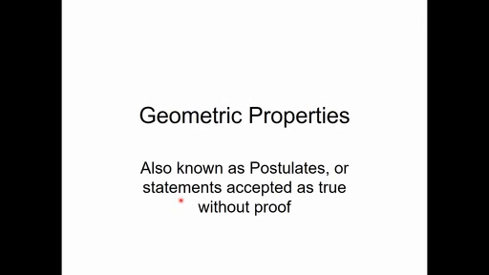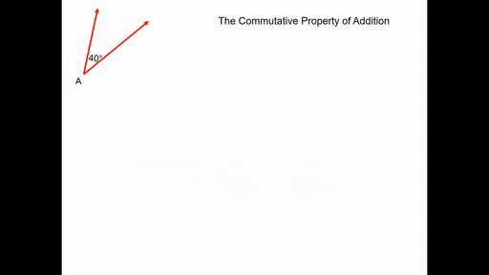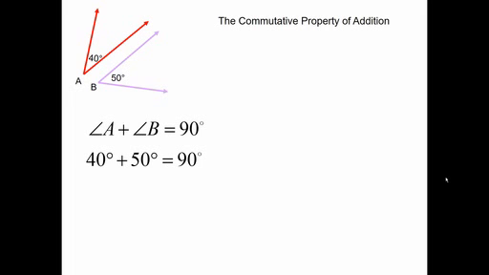All right, so here we go now with some geometric properties. We call them postulates, or statements accepted as true without proof. So here's the first one, the commutative property of addition. So we've got a 40-degree angle, angle A, and then angle B is 50 degrees. So I could say angle A plus angle B equals 90 degrees. And in this case, it's 40 degrees plus 50 degrees is 90 degrees.